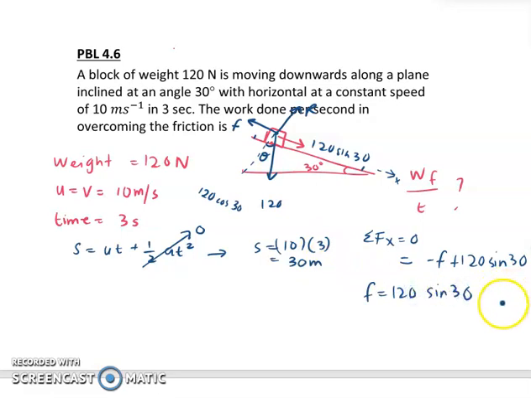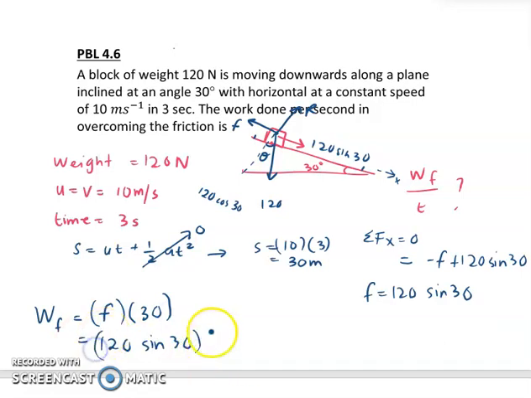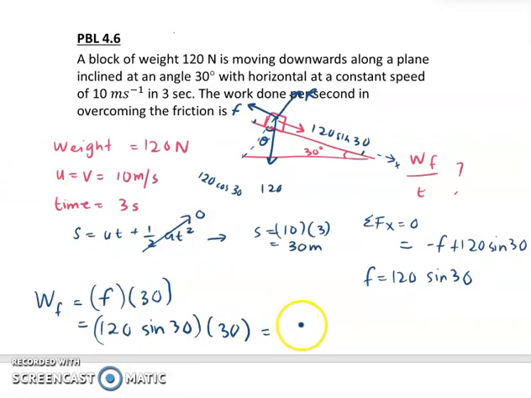Okay, so the work done in overcoming friction is the friction force dot product with S, and we already know the parallel component to friction is our distance that we calculated, which is 30. So let's just multiply it by 30. So the work done becomes 120 sine 30 times 30, and the answer is 1800 joules.